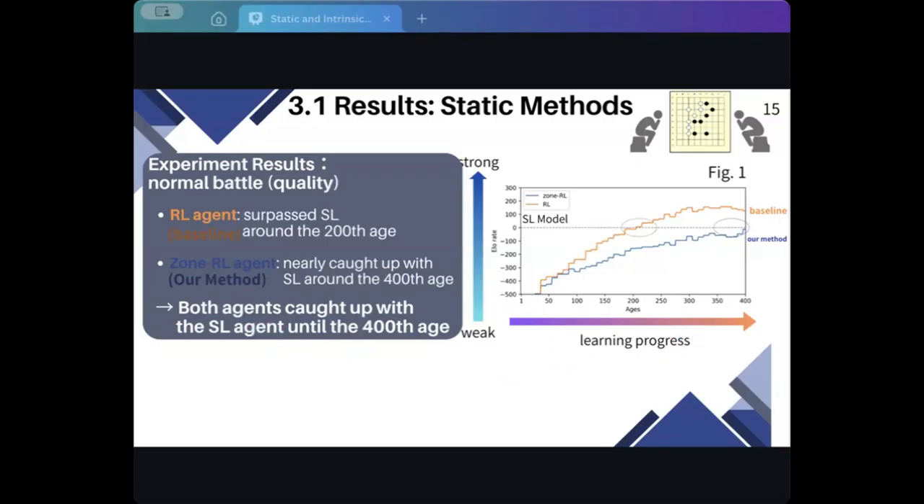This means our static method agent in this experiment merely seeks to win the game. As a result, the RL agent, orange line baseline, surpassed the SL agent at the 200th age, while the zone RL agent, our method, blue line, nearly caught up with the SL agent around the 400th age, and its error rating was still growing at the 400th age.